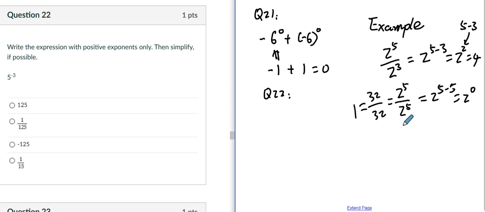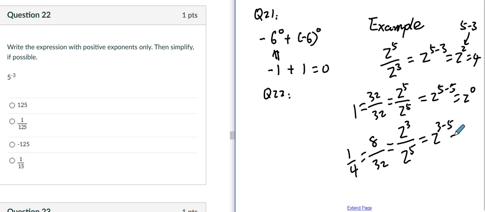Now, how about 2 cubed upstairs and 2 to the 5th downstairs? Then upstairs is 8, and downstairs is 32, so we know the answer is 1/4. But on the other hand, you have 3 minus 5, which is 2 to the negative 2. So this is how the negative sign comes up. And we know 1/4 is 1 over 2 squared.